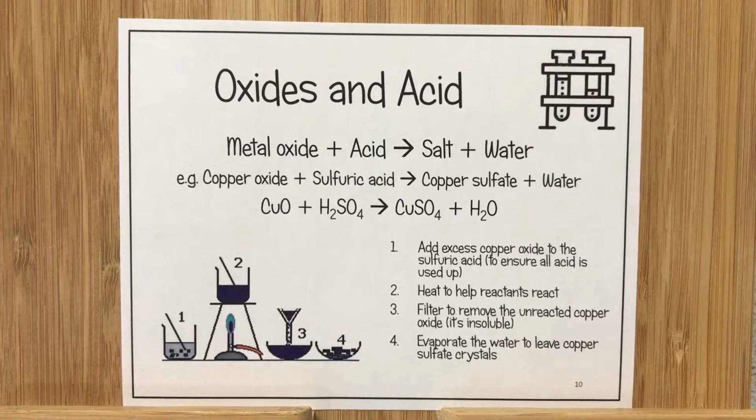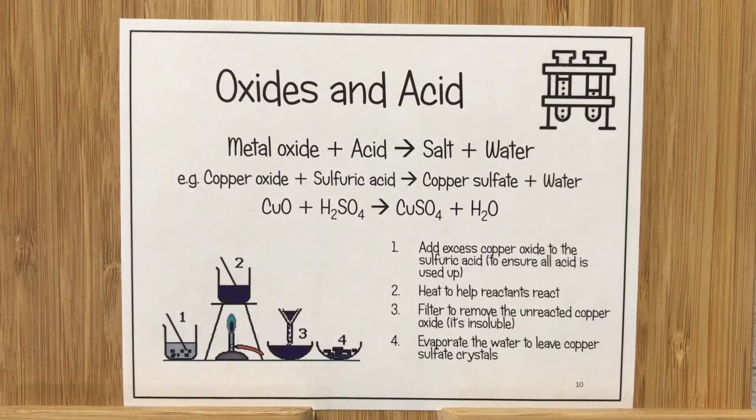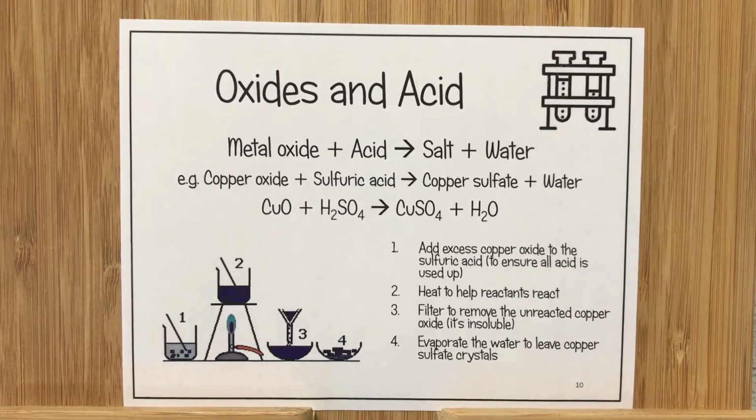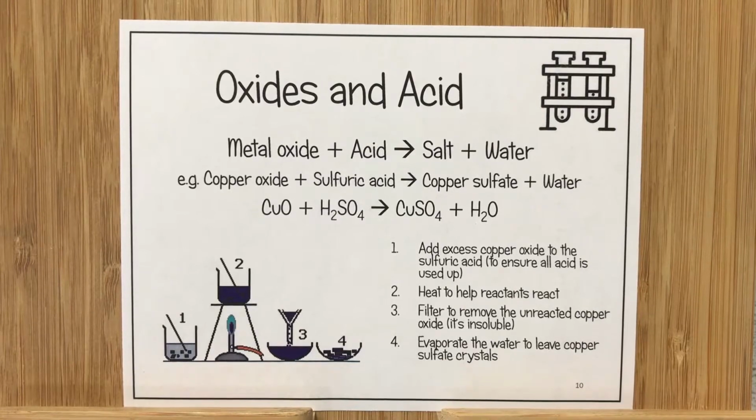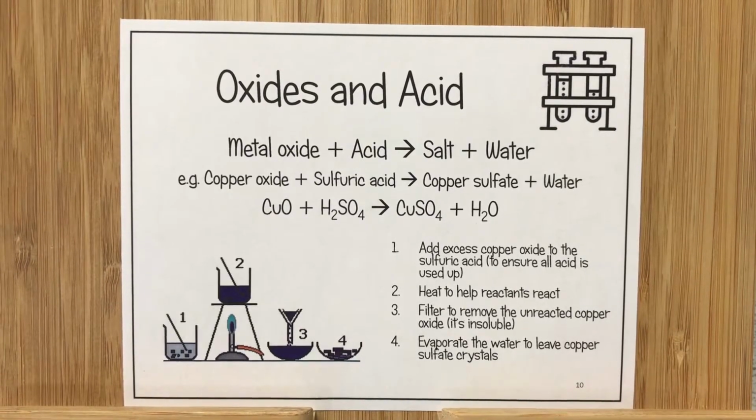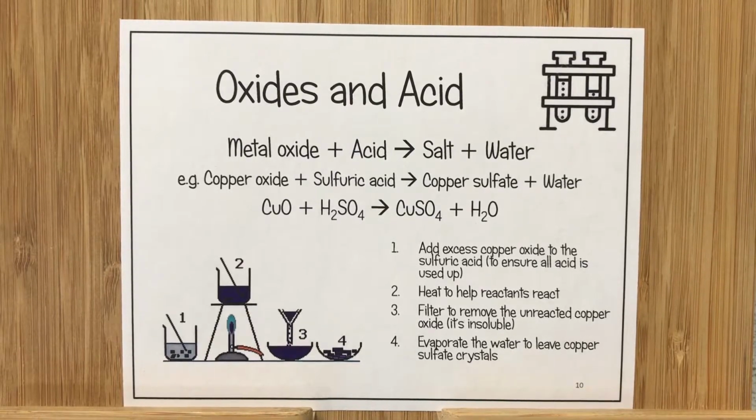So we've got a reaction of a metal oxide with an acid making a salt and water, and this is always a soluble salt. And the example that we had: copper oxide, we had sulfuric acid, we made copper sulfate, and first of all we made it as a solution because we had that water, and then we evaporated the water to get the copper sulfate crystals. We've also got a balanced symbol equation there. It didn't actually need balancing, so it already was balanced, which is handy.